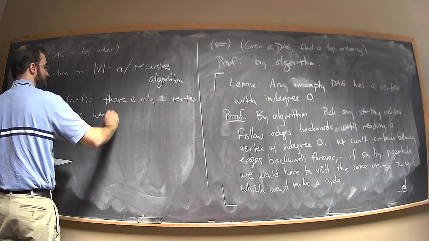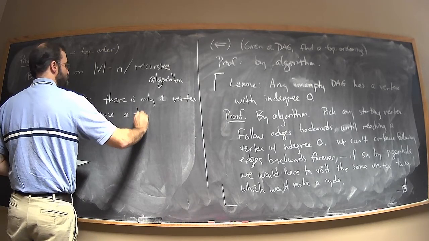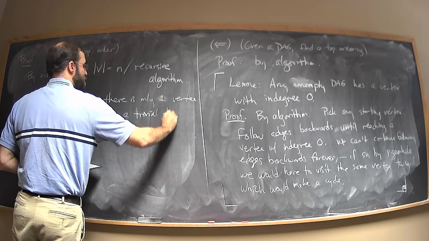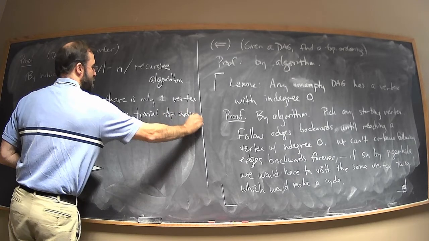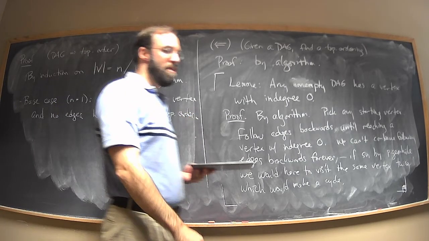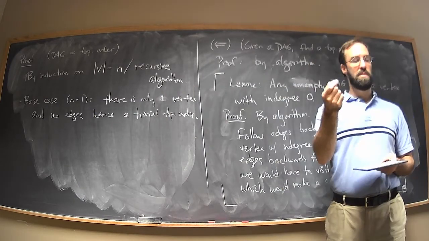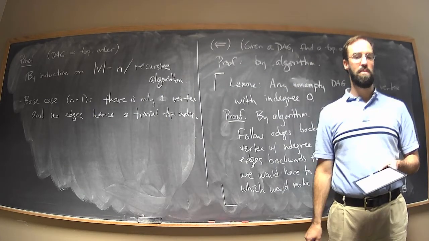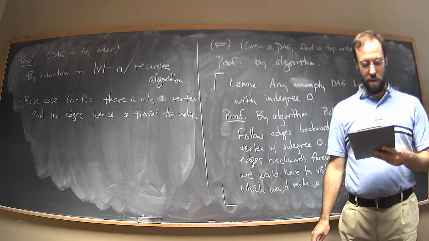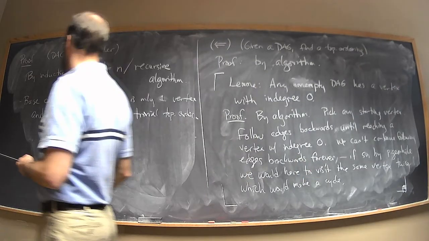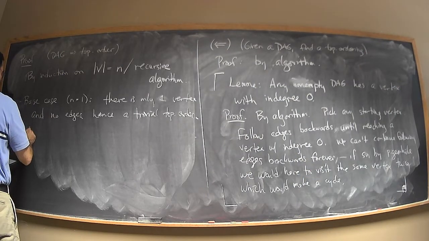Hence a trivial topological ordering. I just have that one vertex, no edges, so I just put that one vertex in a list by itself, and that's my topological ordering. And that's fine.